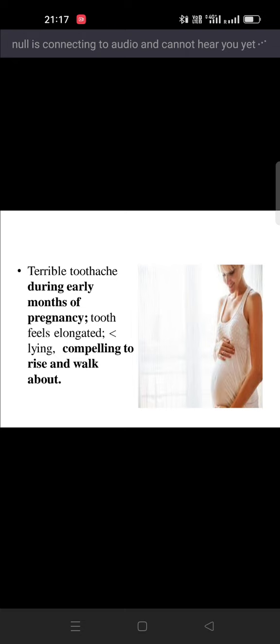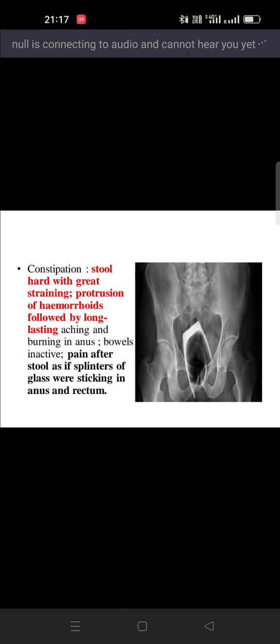But again, let's talk about the other symptoms. Constipation, stool hard with great straining, means the stool is so hard that the patient has to strain, मतलब बहुत जोर लगा के करना पड़ता है. That is the character of Ratanhia.